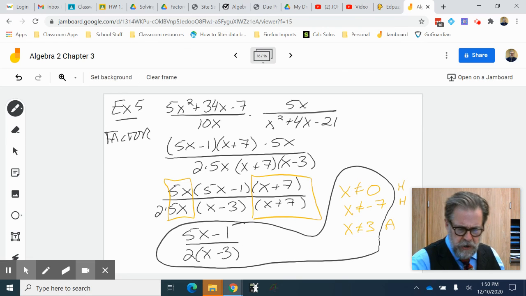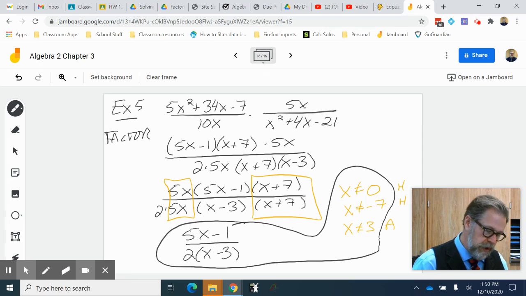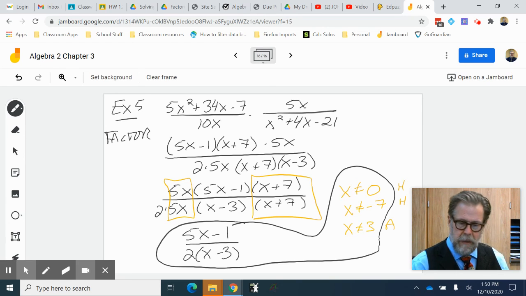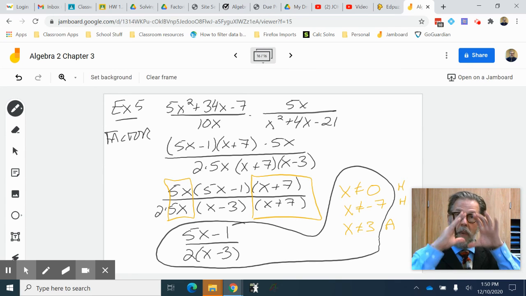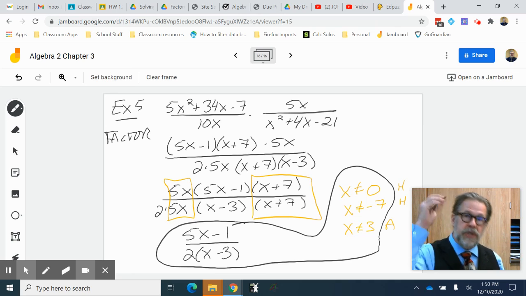There's some discussion about whether you should write that as 2x minus 6 on the bottom. I'm fine with leaving it in factored form. I think that's a personal preference more than anything. So there you go. Lots of examples, multiplying and dividing rational expressions, and why we always factor first so that we can reduce.